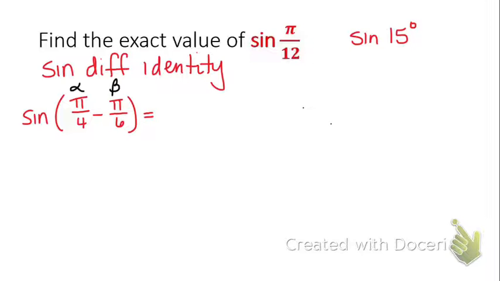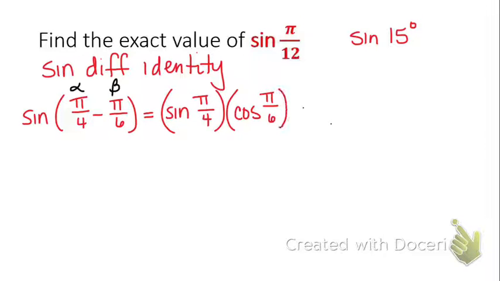So it becomes the sine of pi over 4 times the cosine of pi over 6. See, I'm just inserting that angle. So my alpha angle is 45 and the beta angle I'm using is 30.